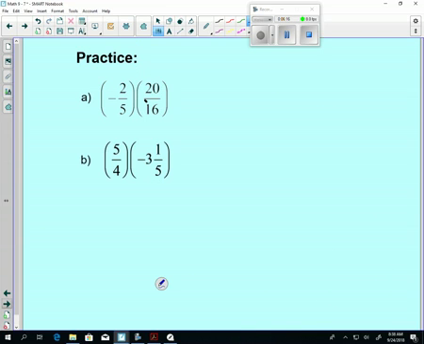So let's practice. We have minus 2 over 5, that's a negative, multiplied by 20 over 16. So let's multiply the numerators. 2 times 20 is going to be 40, and a negative times a positive will be negative. And we have 5 times 16. 5 times 16 will be 80. So it's minus 40 over 80. We can divide both by 10.